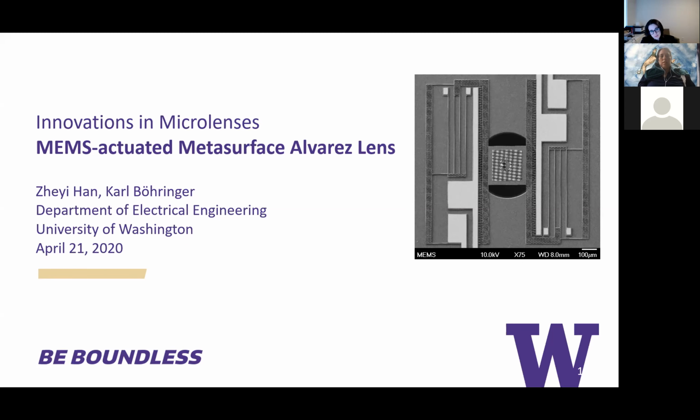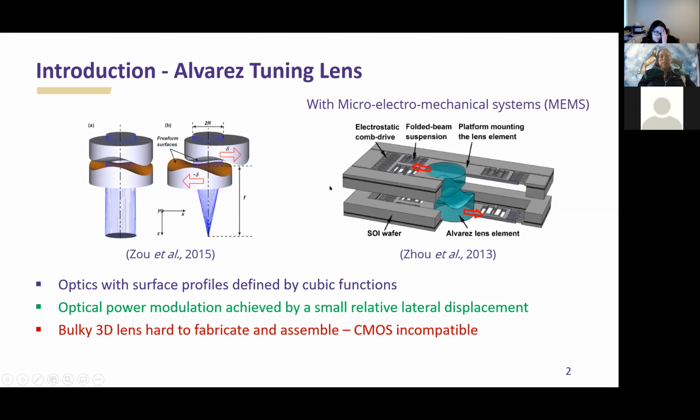So today I will talk about our MEMS actuated metasurface Alvarez lens, which is a tunable miniature lens. Miniature lenses with tunable focus are very essential components for many modern applications involving compact optical systems in which the size and the weight of the optics are highly constrained. Conventional tunable lenses do face many challenges as miniature optical systems, such as bulky refractive optical elements, which will take up a lot of volume or have to be produced with special materials.